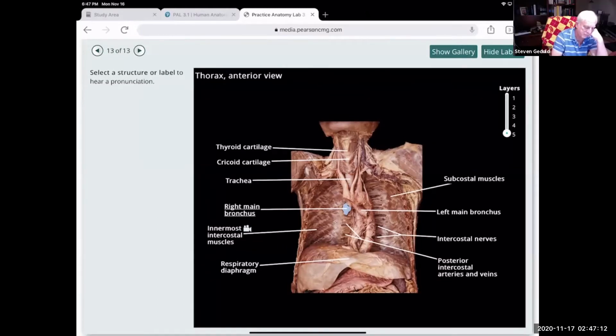The carina is right. You can see my little mouse there, right there where the circle is. Right there where that mouse is, that's the carina. That's where the trachea branches into the left and right main bronchus. Perfect. These are your intercostal muscles. You see the diaphragm again. These are the posterior intercostal arteries and veins that supply the intercostal muscles. These are the intercostal nerves between the ribs. We talk about the left main bronchus, and these are your subcostal muscles below the ribs.